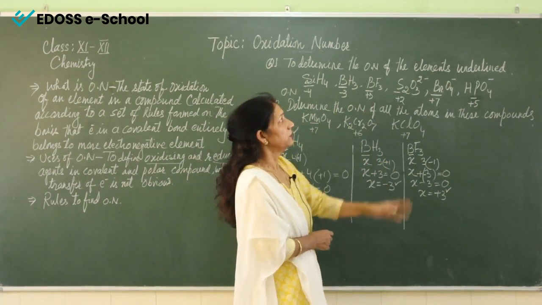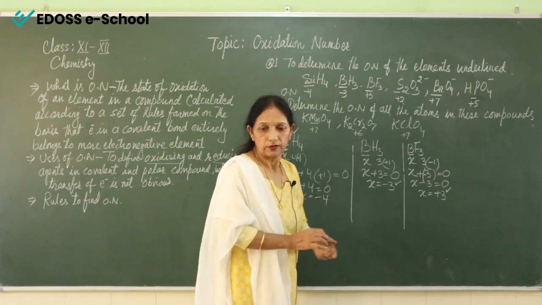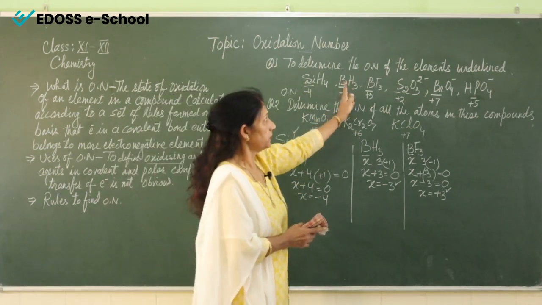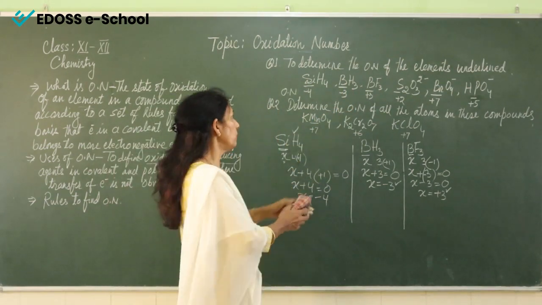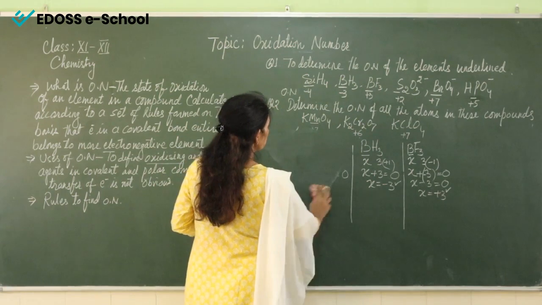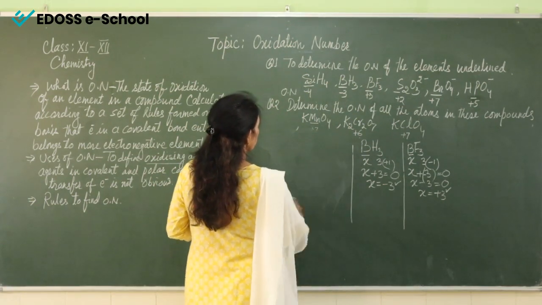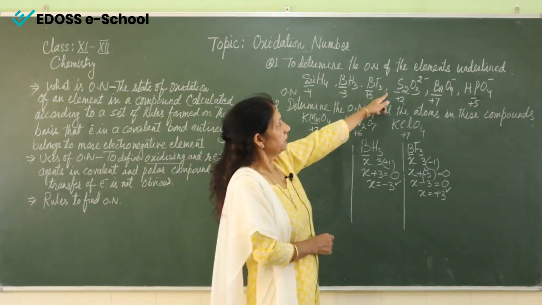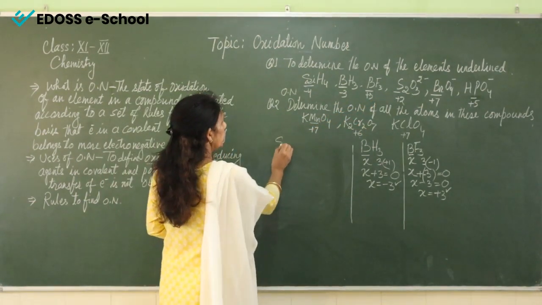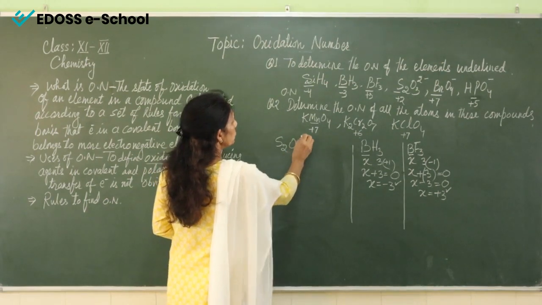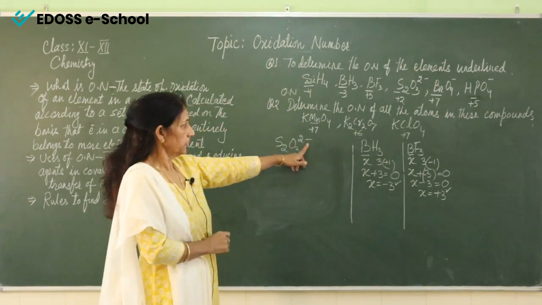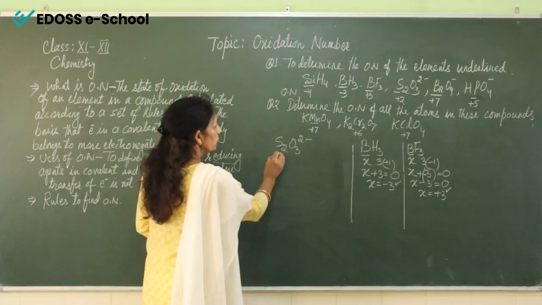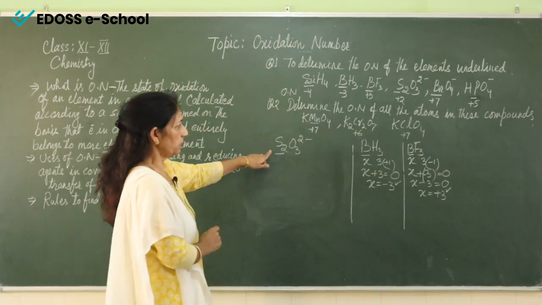Now this is S2O3, 2 negative, okay. These are compounds and this is an ion. So how will we find it? Now suppose we are taking an ion. Now to find the oxidation number of S2O3, 2 negative, this is an ion. Okay. So in this ion, how will we find it? We have to find the oxidation number of sulfur.